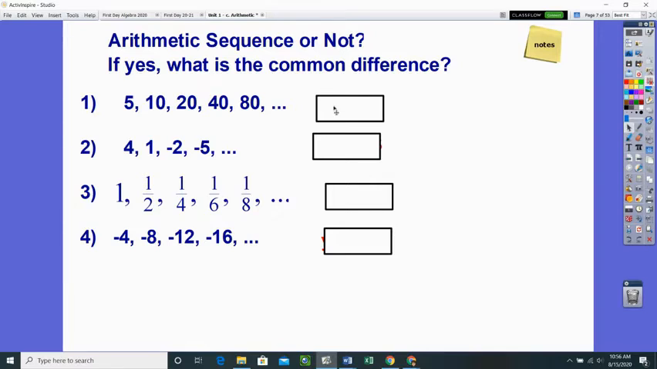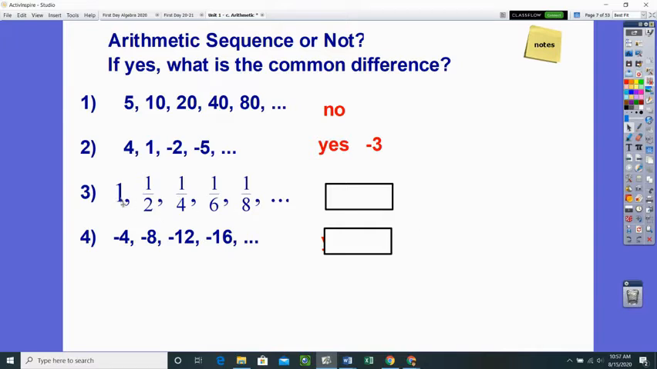Okay, so let's take a look. First one, yes or no? And the answer is no. You add 5, but then you add 10. Not good. Next one, it's going down, but is it going down by the same number? 4, take away 3, take away 3, take away 3. This is a yes. The common difference would be -3.